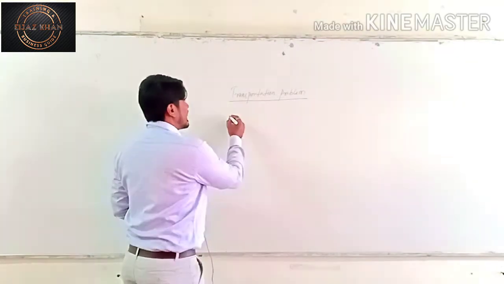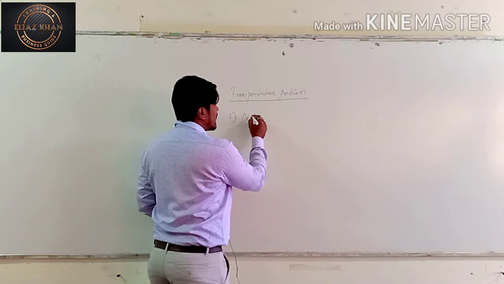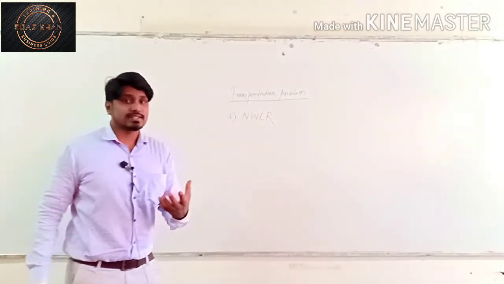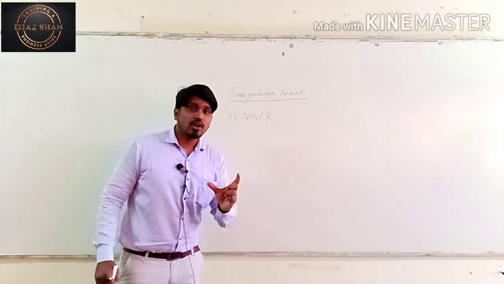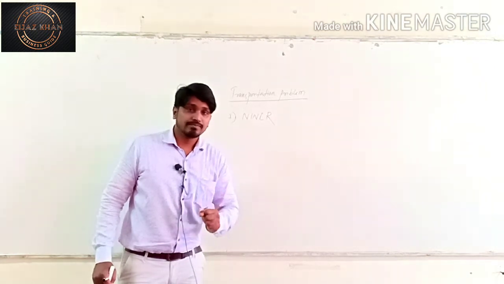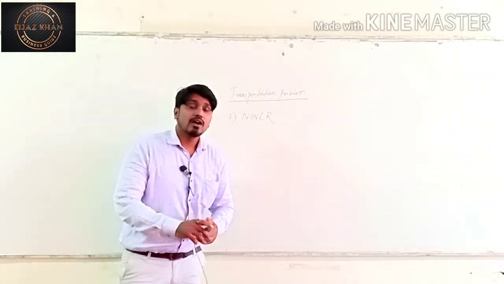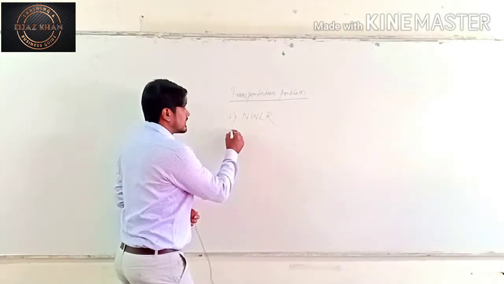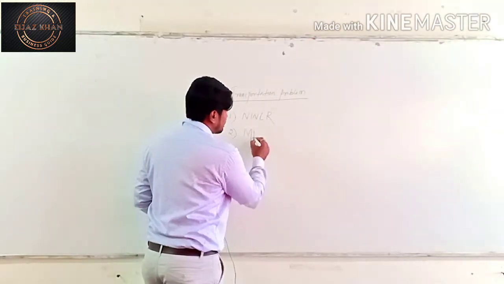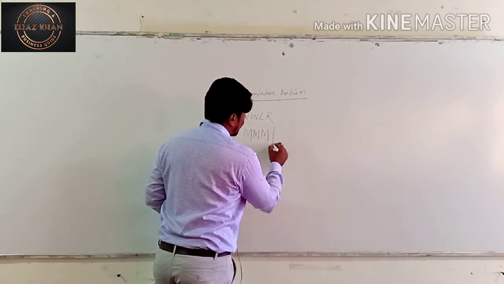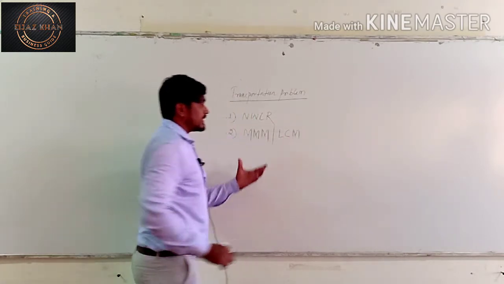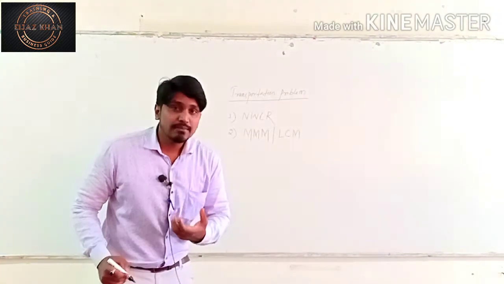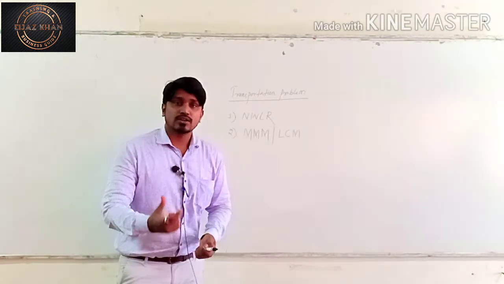The first method is NWCR. What does this NWCR stand for? It is abbreviated as Northwest Corner Rule. NWCR, Northwest Corner Rule method, my friends. The next one is MMM or LCM, abbreviated as matrix minima method or least cost method.